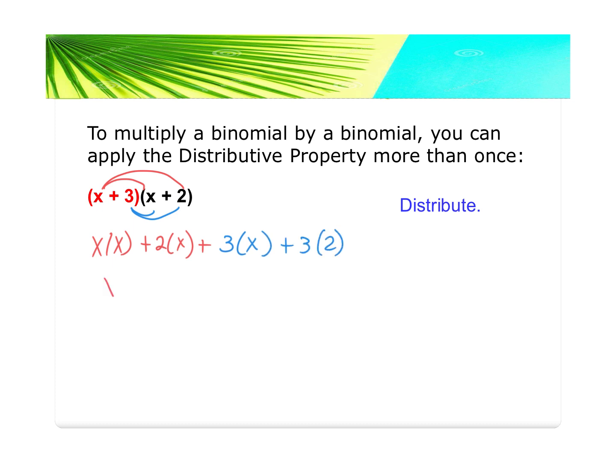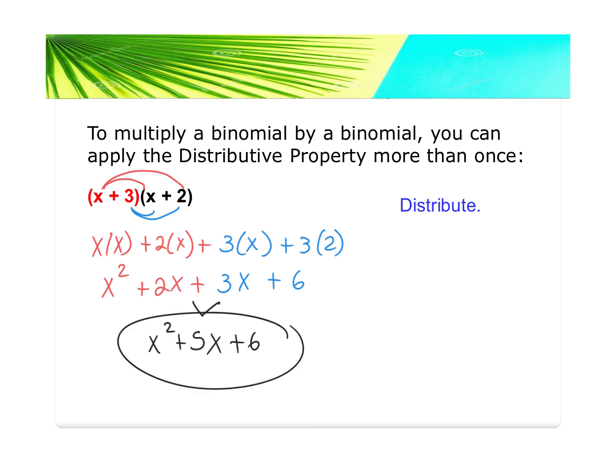We end up with x squared plus 2x plus 3x plus 6. We're going to combine these two because we have the same base. So we can do x squared plus 5x plus 6. This is called FOIL.